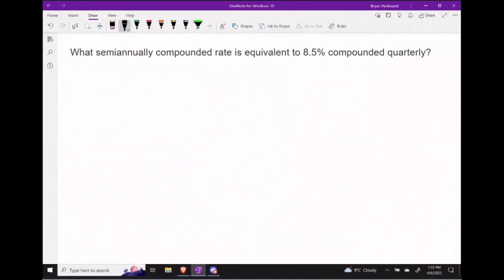What rate compounded semi-annually is equivalent to 8.5% compounded quarterly? Here we should be able to apply our equivalent interest rate, or calculate I2. We're just going to need to figure out what F1 and F2 mean inside of this particular question.